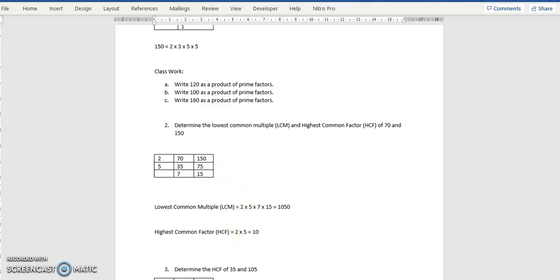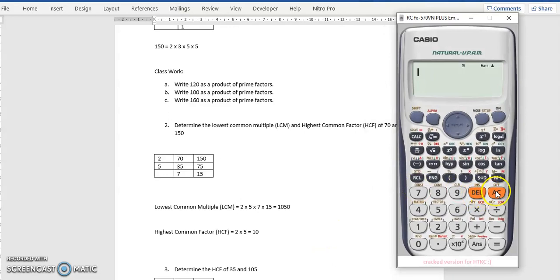So, let's look at our calculator. 2 times 5 times 7 times 15. It gives us what? 1050. Now let's see how we can get our highest common factor, HCF. The same information is going to give us our highest common factor.